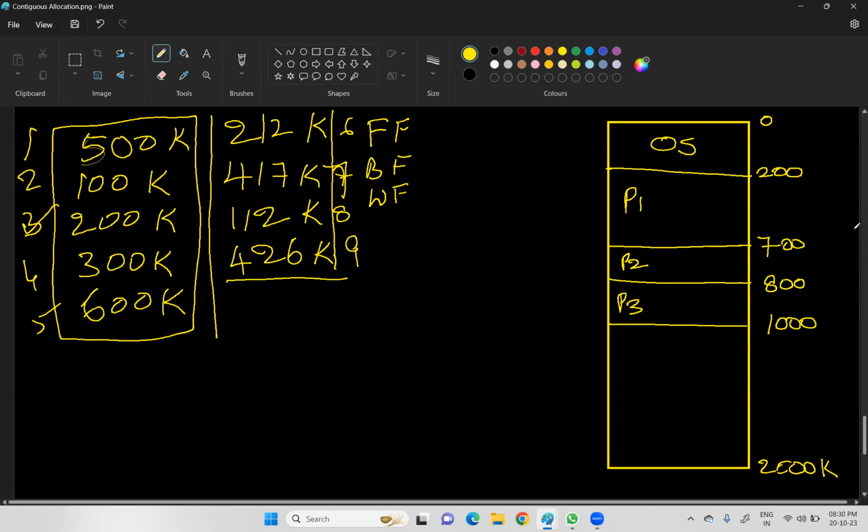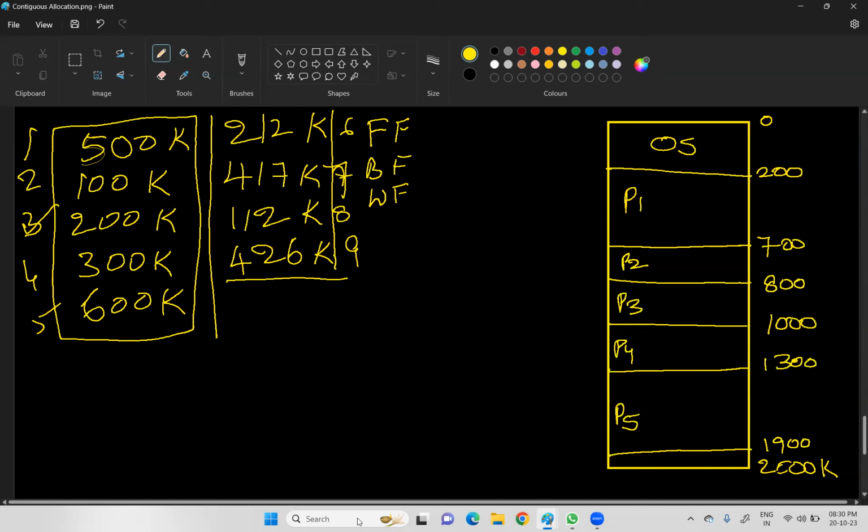And then 300. That is 1000 plus 300, 1300 will be the last and final address of P4. Then followed by 600 kilobytes by P5. So something like this here. That is 1900 kilobytes will be taken by P5. So 1, 2, 3, 4, 5 were allocated in such a way that they have been allocated in a proper way.